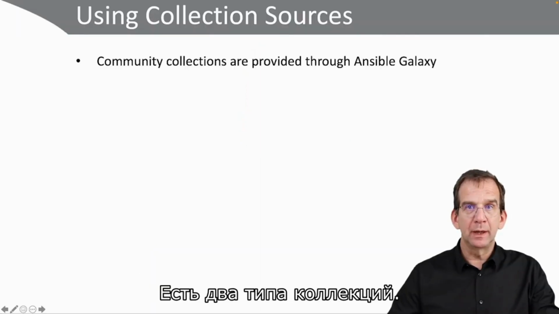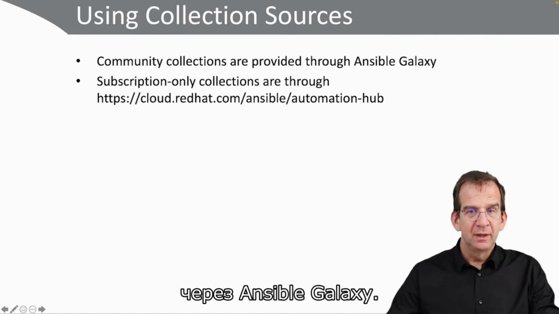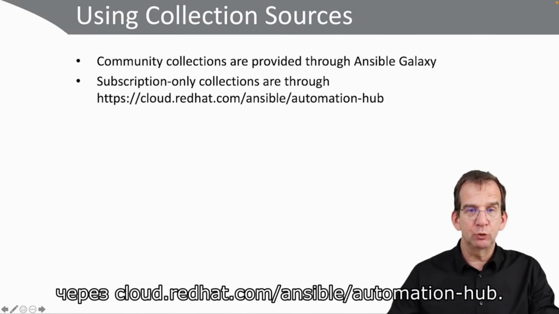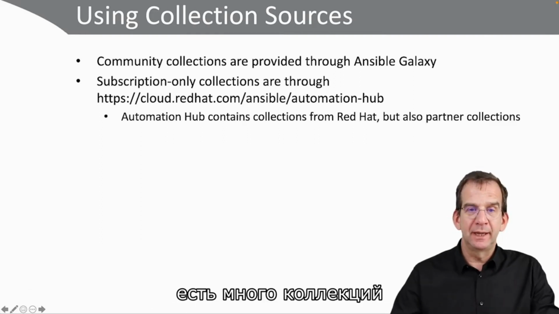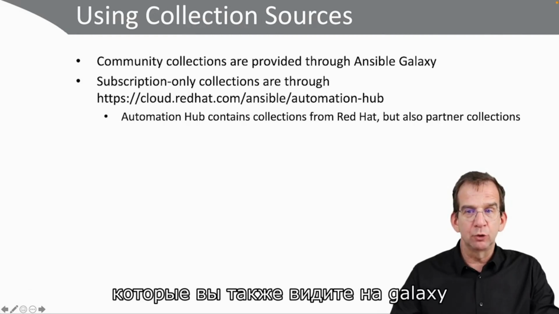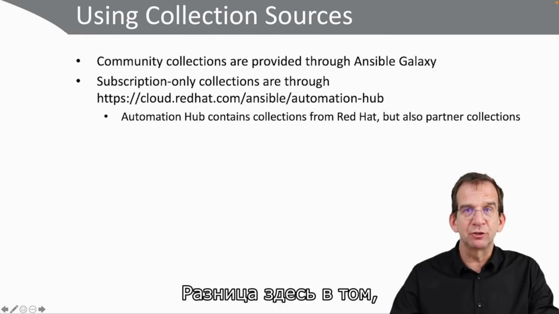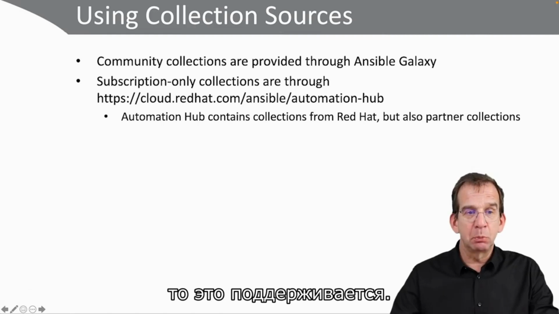What is involved? Well, there are two types of collections. The community collections are provided through Ansible Galaxy. And there are subscription-only collections which go through cloud.redhat.com/ansible/automation-hub. You will notice that on Automation Hub there are a lot of collections that you will also find on Galaxy, but there are also subscription-only collections. The difference is that if you find it on Automation Hub, it's supported.